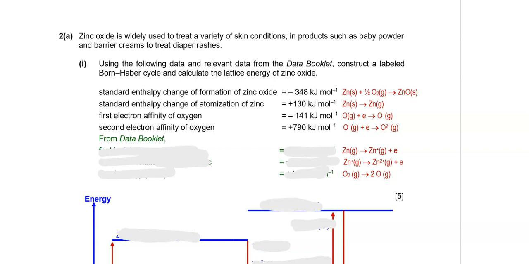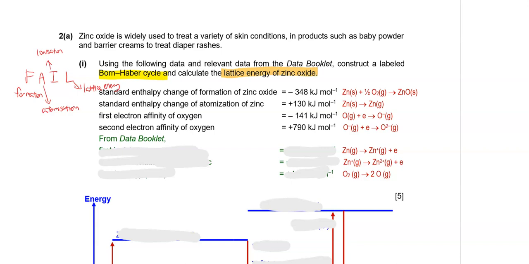Okay, for question 2 of the assignment, we're supposed to use a Born-Haber cycle to calculate the lattice energy of zinc oxide. So Born-Haber cycle, you recall the acronym FAIL. F stands for formation, A stands for atomization, I stands for ionization, and last but not least, L stands for lattice energy. Okay, so this is what we need to find, the lattice energy of zinc oxide.